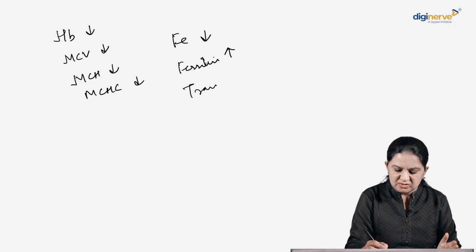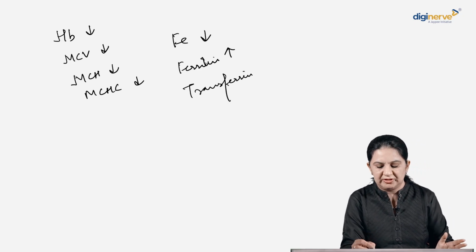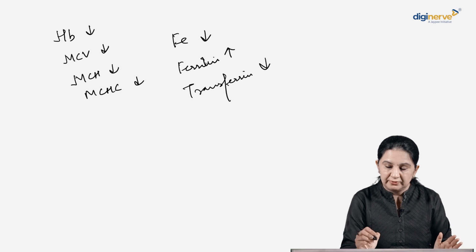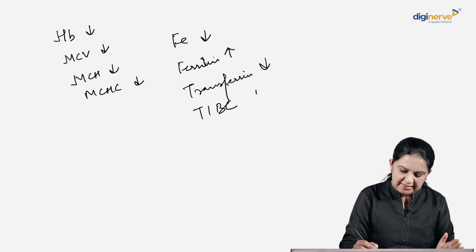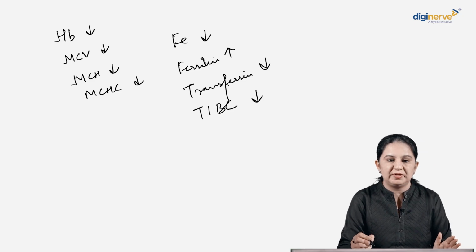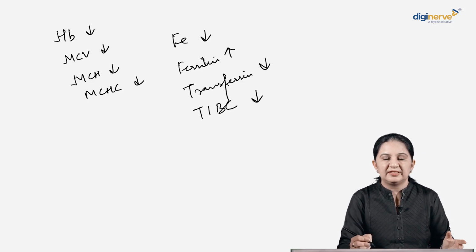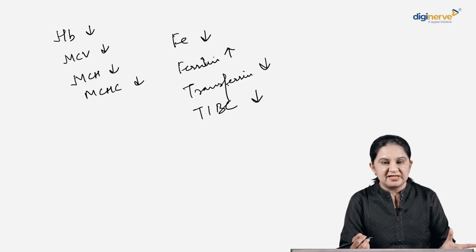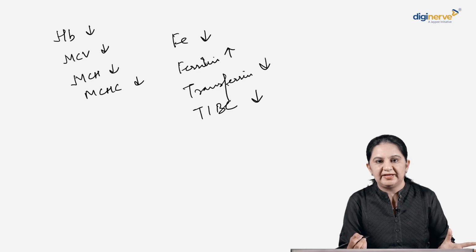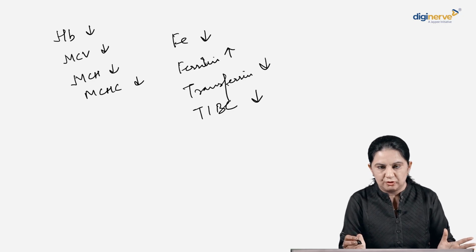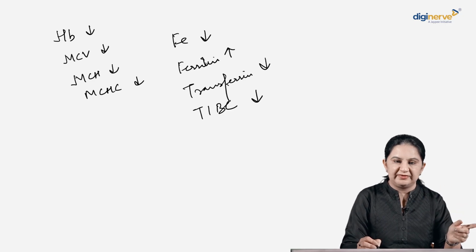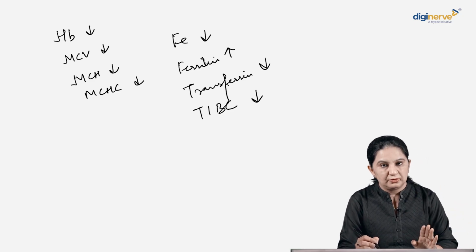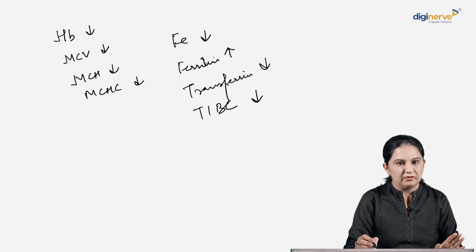What will happen to transferrin? Since there is no iron available for circulation, transferrin will be reduced. Iron binding capacity will also be reduced because the cells do not want iron. There is already enough iron in the cells, but the cells do not want it. So total iron binding capacity was raised in iron deficiency anemia, but lowered in anemia of chronic disease.